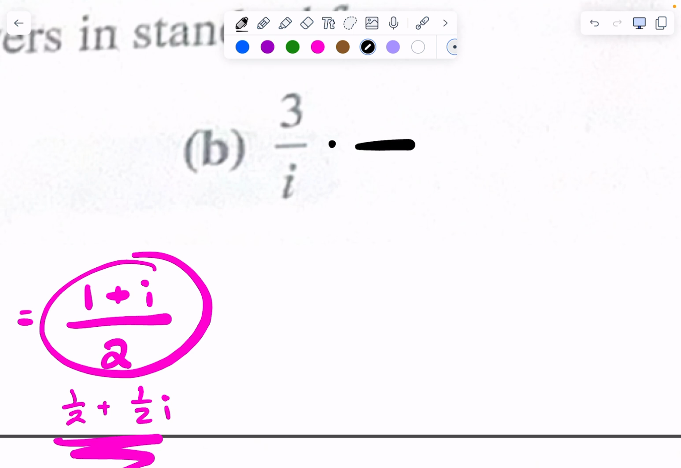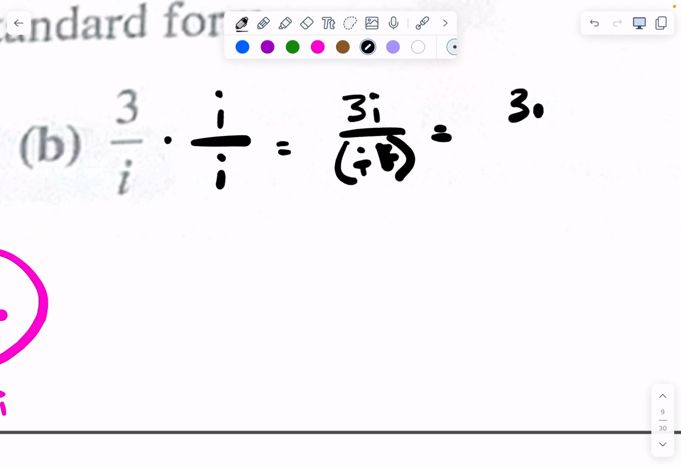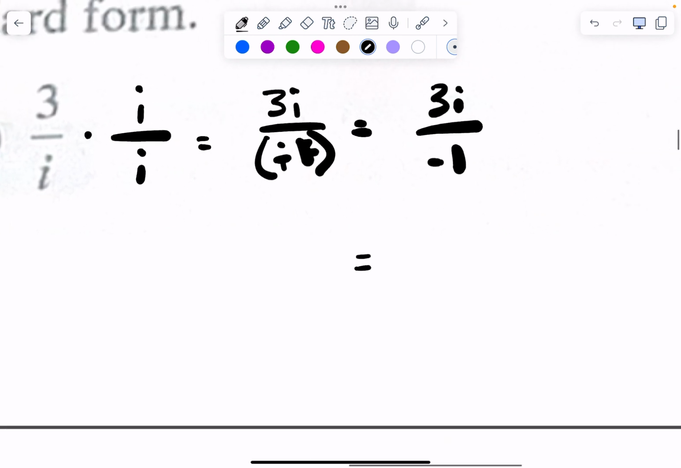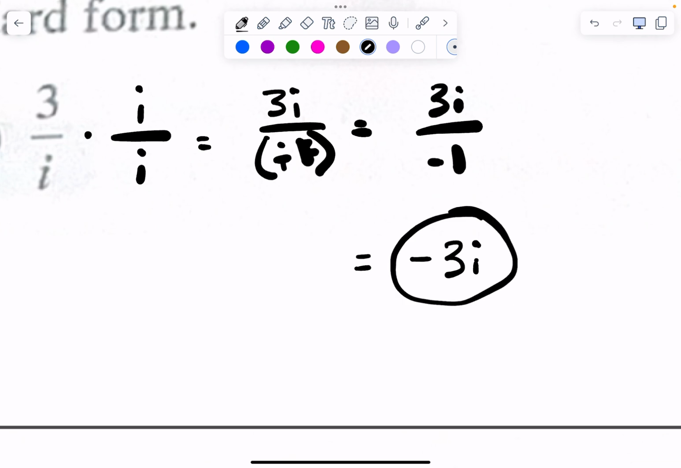Times I. Do I have to take it times negative I? Because negative I would be like the conjugate of I. No, you don't have to. You can just take them times I. 3I over I squared, which is negative 1. So 3I over, what's 3I divided by negative 1? What's 3 divided by negative 1? Right, 3 divided by negative 1 is negative 3. So I'm just going to make it so he doesn't have a denominator anymore, and just make him negative 3I. Make sense? Ish.